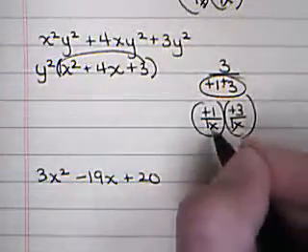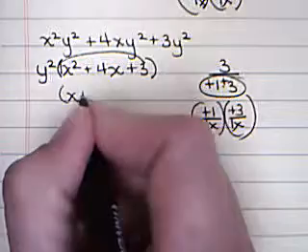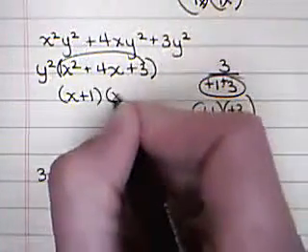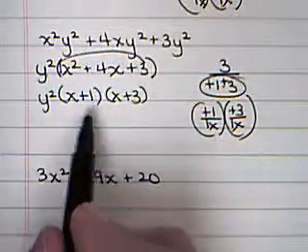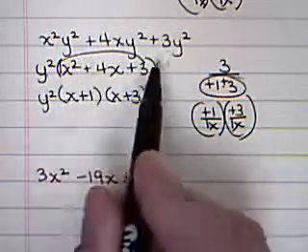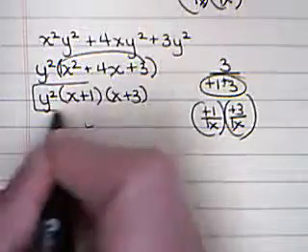Nothing's going to reduce, so you're left with x plus 1 times x plus 3. But don't forget the y squared that we factored out originally, because if we fold this out and distribute the y squared, we would get our original problem. So that would be your final answer.